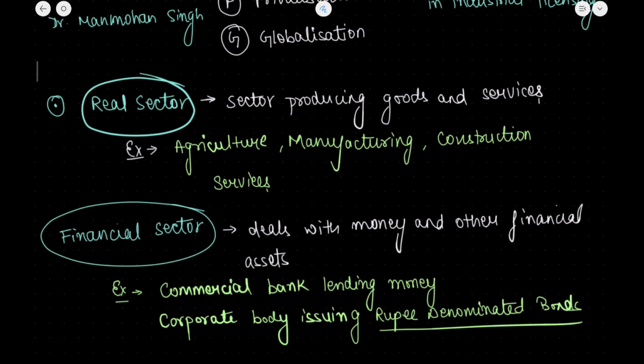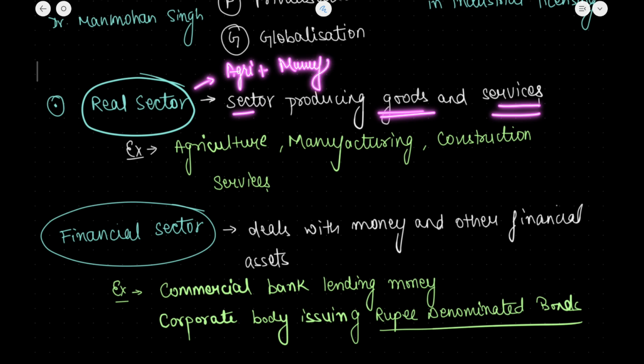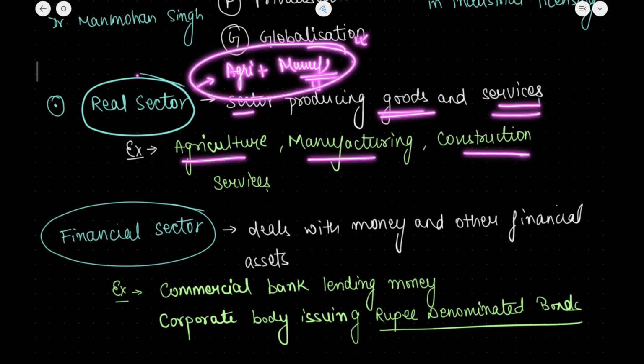Now, what are the real sectors? See, there are basically two sectors of the economy. The one is the real sector and the other one is the financial sector. The real sector is a sector that produces goods and services, and in this agriculture also comes and manufacturing also comes. Okay, so agriculture, manufacturing, construction, services, all of these come in the real sector.